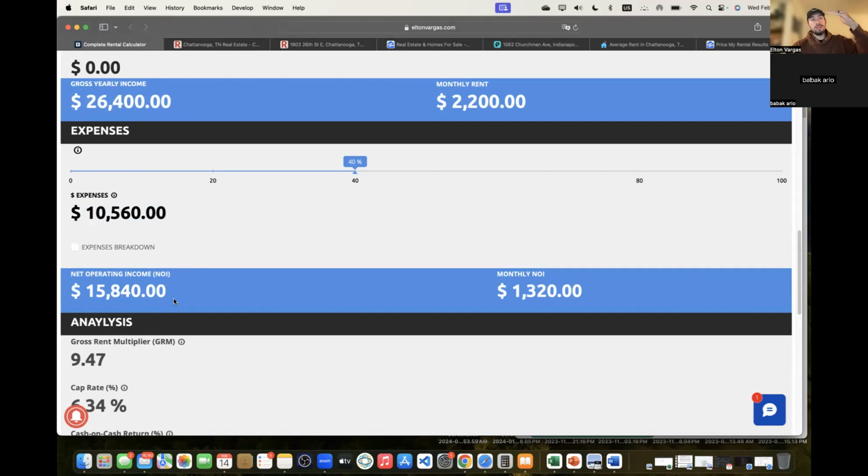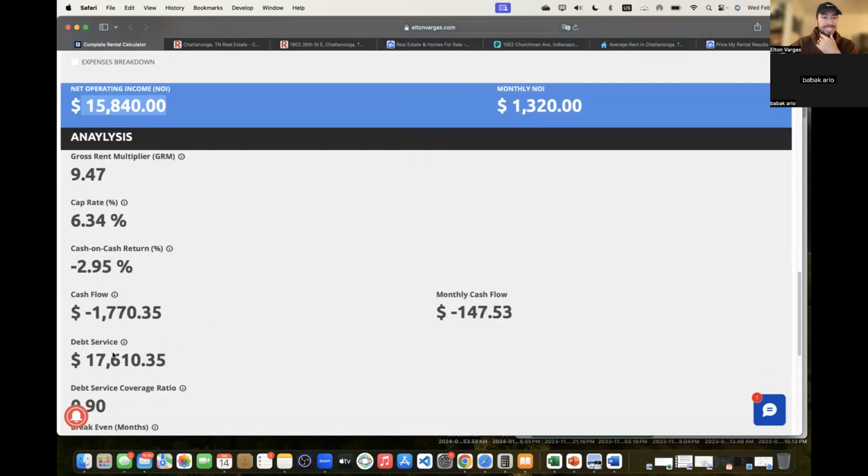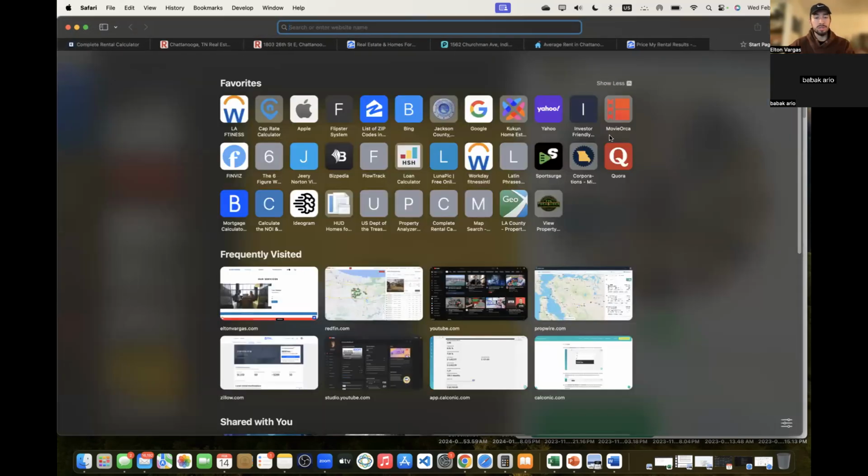My net income is going to be my $26,000 of gross income minus my expenses. My net is going to be $15,000. But out of the $15,000, I still have to pay the mortgage, or what we call debt service. So debt service is going to be $17,000. So this property at 250, it's not cash flowing me nothing whatsoever. So my cash flow is negative. My cash on cash is negative, and my cap rate is really low. It's a 6.34.